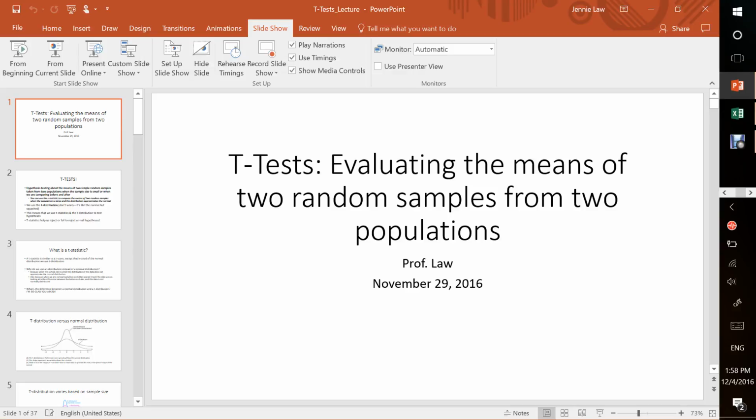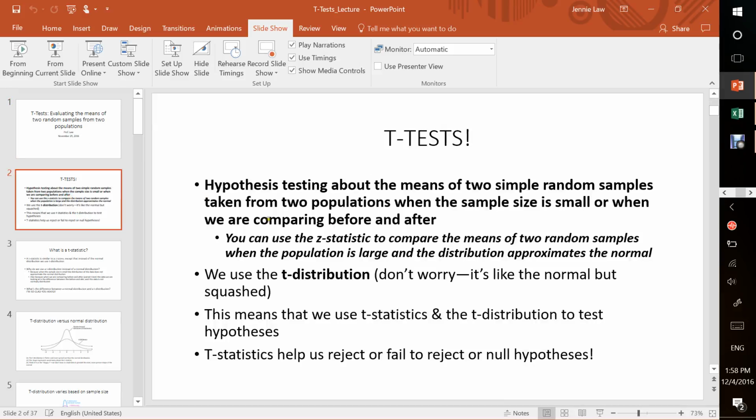This is our short mini lecture reviewing t-tests, where we're evaluating the means of two random samples from two populations. And we discussed this in class this past week. T-tests are hypothesis testing about the means of two simple random samples that are taken from two populations.